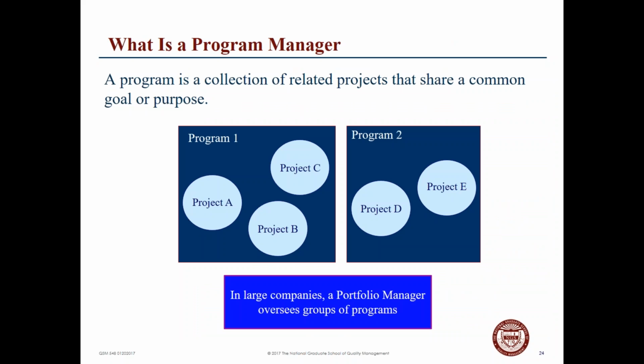So what's the difference between a project manager and a program manager? Again, as we said earlier, a program is a collection of related projects that share a common goal. So a program manager may be overseeing a series of project managers. As in the example, we have program 1, which is projects A, B, and C, whereas we have a separate program, which is D and E. And in a large company, a portfolio manager may oversee several programs.